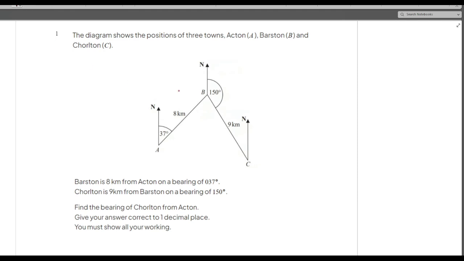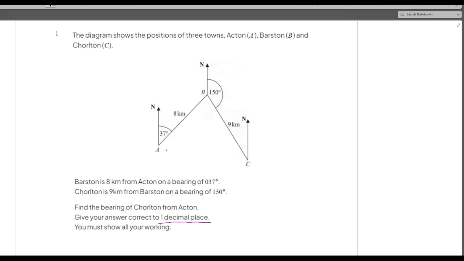So few things. We have to give our answer in one decimal place. Whenever we are talking about bearing, we have to show our angle in 3 digits. 3 whole digits we will say. So when it is up to one decimal place, then you will have 4 digits. So let us start. We have to show all our working as well.